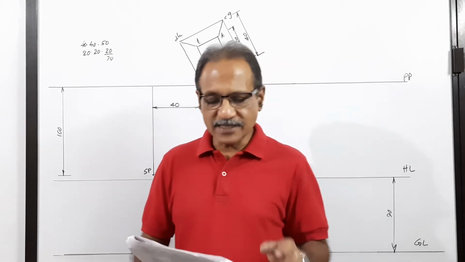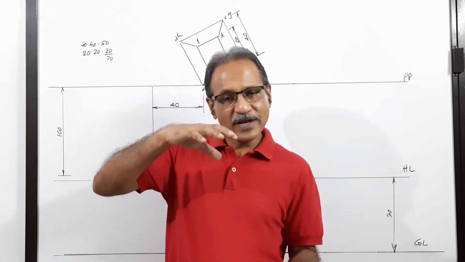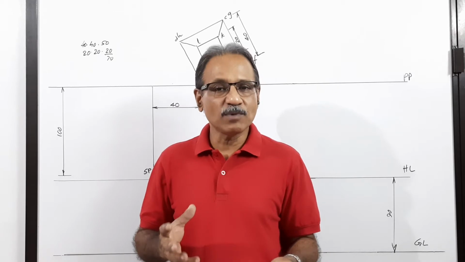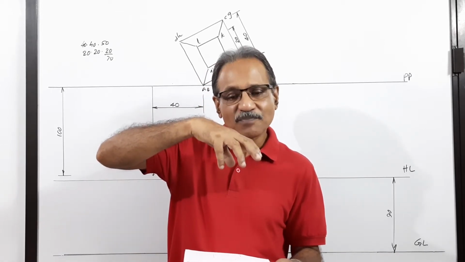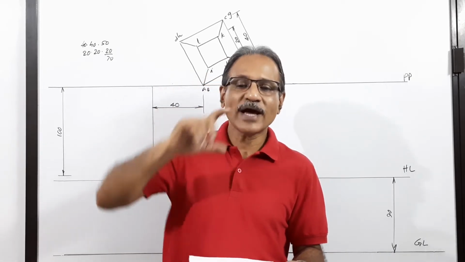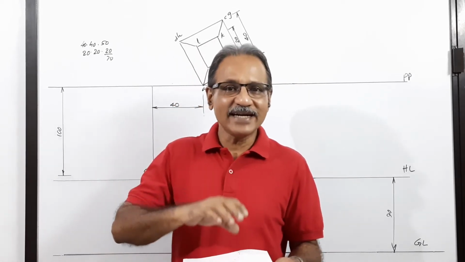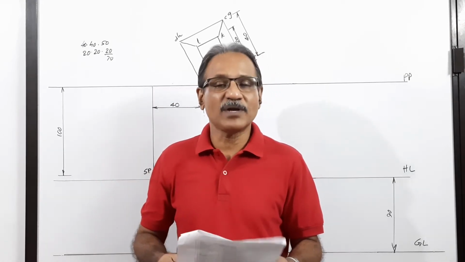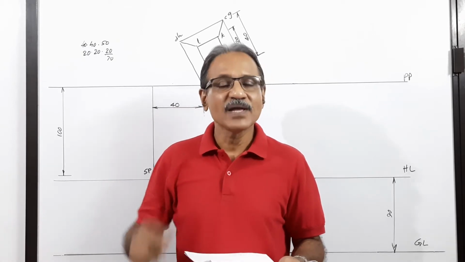The question says a square prism, 40 mm side, 50 mm height, tapers from there to 20 mm square through a height of 20 mm. A square prism, 40 mm side, has got a height of 50 mm. Then it tapers to a frustum of a square pyramid of top side 20 mm and height 20 mm.